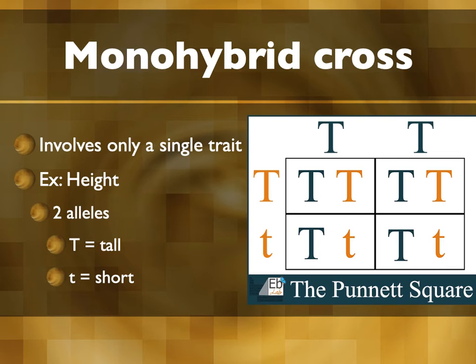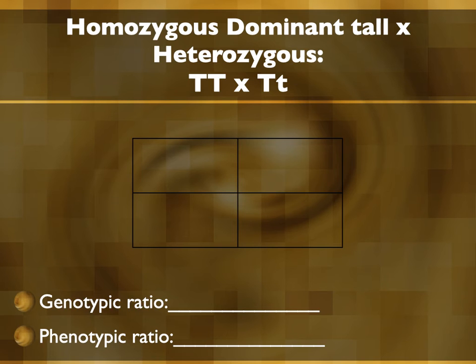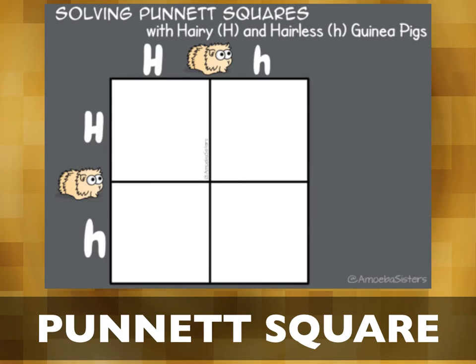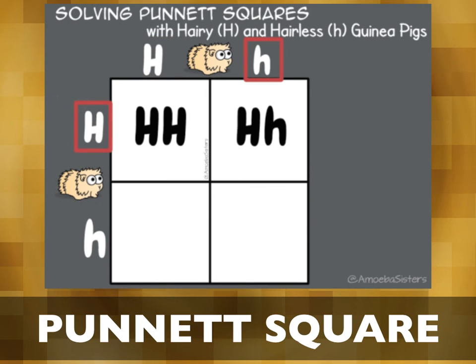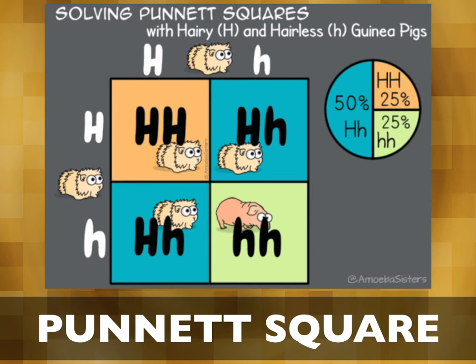A monohybrid cross involves only one trait, and that is a 4-square box. For example, height. Here we have 2 alleles. The big T equals tall, the little t equals short, and you fill in the box that way. We will fill this in during class, and I'll show you how to do that. And here's another example that we'll do during class. And here's one that shows you what's going on with hairy and hairless guinea pigs, showing that you've got a big H, little h, crossed with a big H, little h, and what the results are. So watch that a few times.